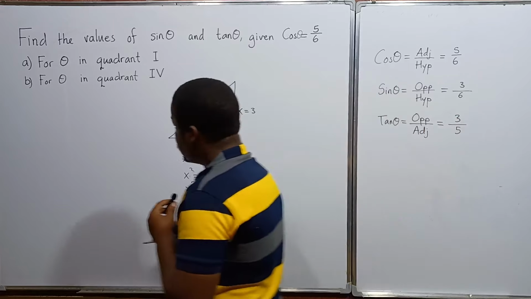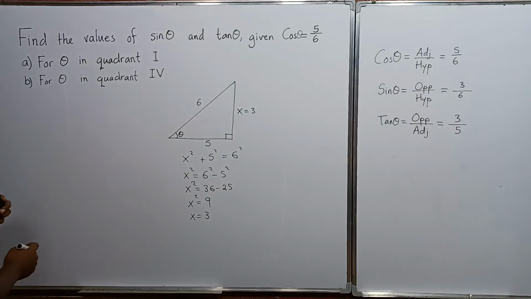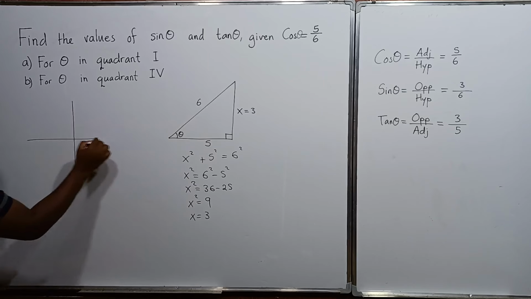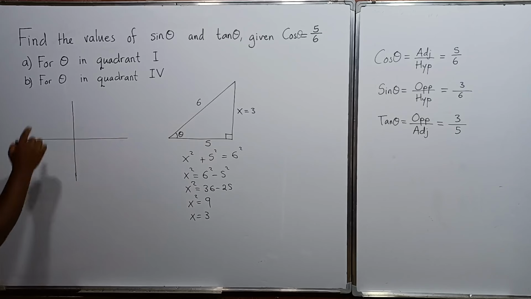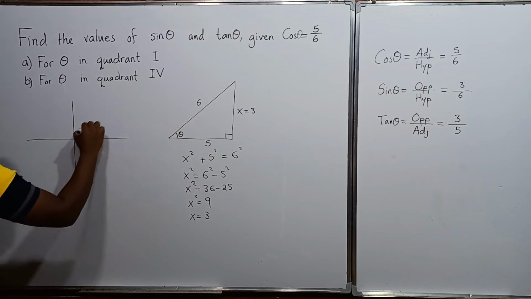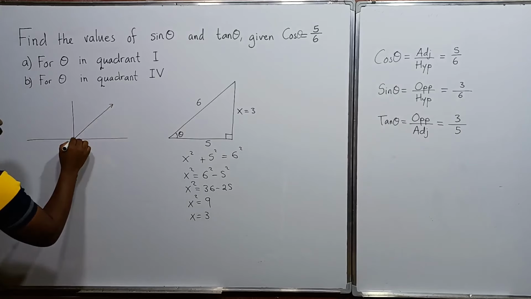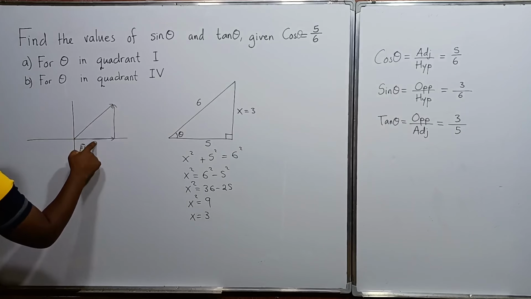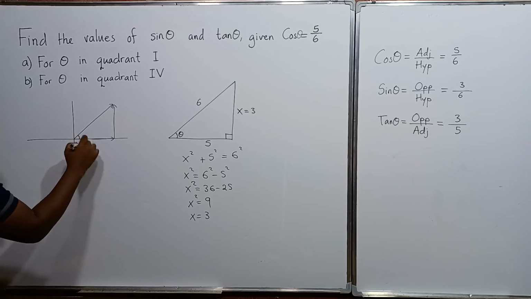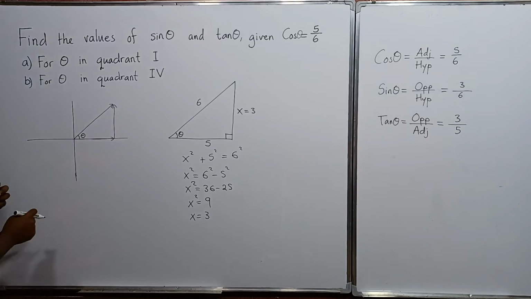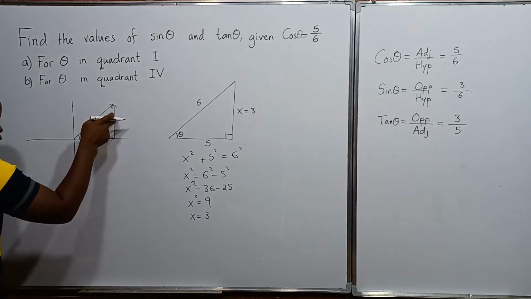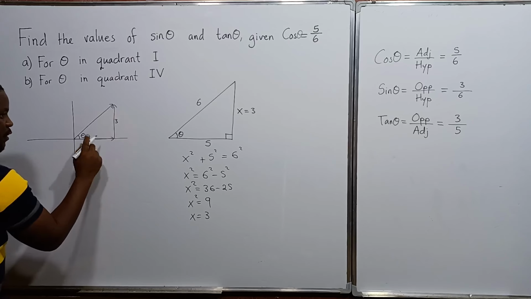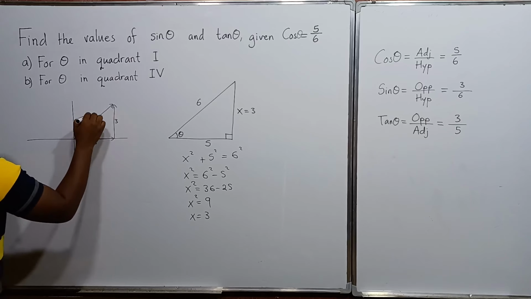But we're not done, because there's a condition which says theta is in the first quadrant. So this is what I want to do. Let's draw the quadrants and the two triangles of interest. In the first quadrant, the triangle will be like this, with a component in the x and a component in the y. This is the adjacent, and this is the hypotenuse. So this here is our 3, the opposite. This is our adjacent, which is 5. This is our hypotenuse, which is 6.